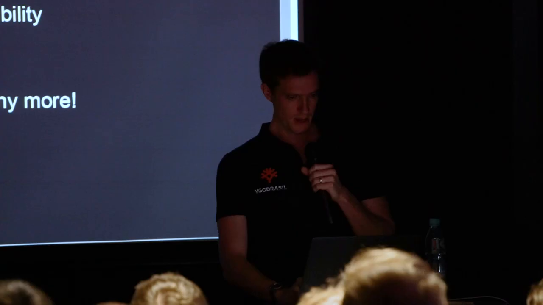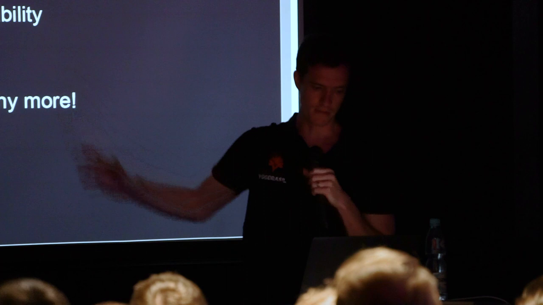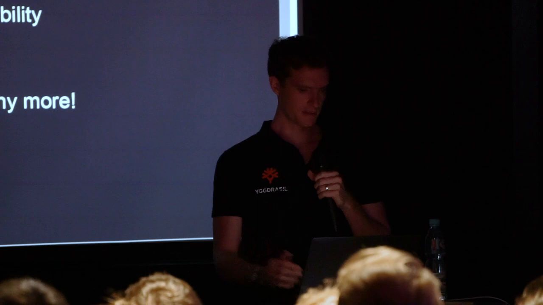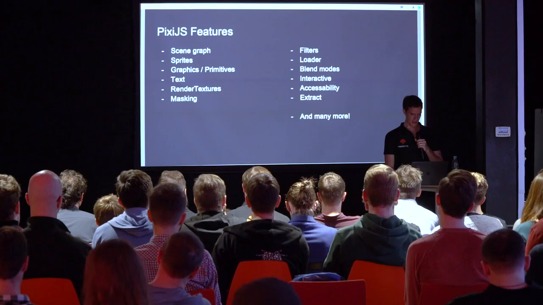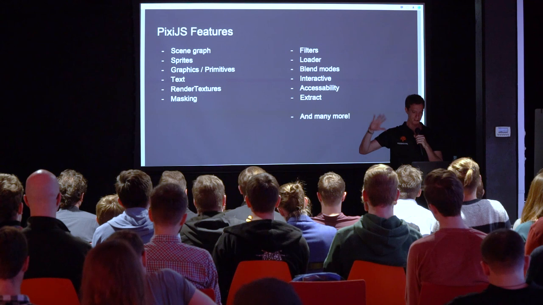We have support for render textures, which is basically when you're rendering something in Pixi, instead of rendering it to the stage like we do most of the time, you can render it to a render texture, which means you then have this texture that you can then use as a sprite, which is super powerful and lets you do loads of amazing things. It's also this feature that basically lets us make the filter system. We have masking. So masking is obviously a staple for all rendering engines. It just lets you hide one object with another object.